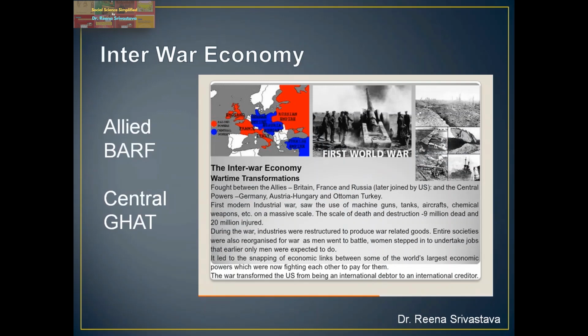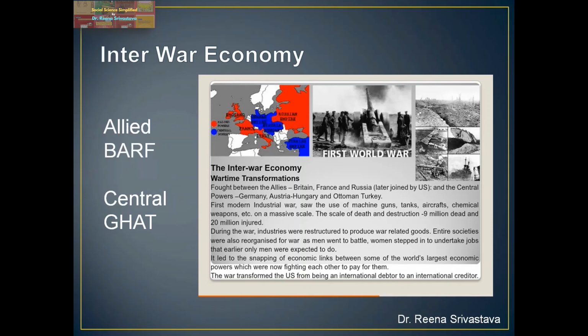Now, for Allied power you can make a mnemonic बर्फ, and for Central power you can make a mnemonic घाट. बर्फ का full form आप बना सकते हो Britain, America, Russia and France. And घाट का आप बना सकते हो Germany, Hungary, Austria and Turkey. So these were the two power blocks wherein the war was fought, and it was won by Allied powers. And this war in its own way affected the world.